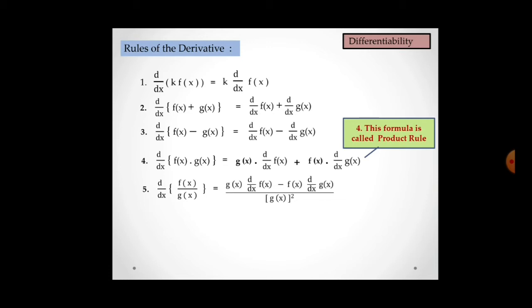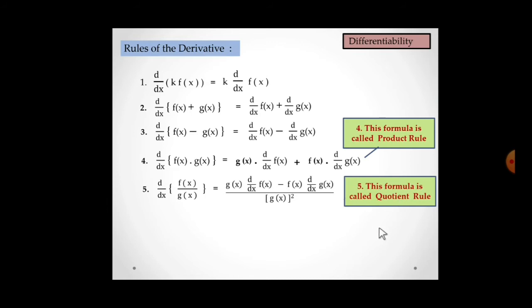Okay, it is also very simple. Understand it in this way: the denominator function g as it is, d by dx means derivative of f, the numerator function, minus. Be careful students, this is minus. In the middle, f of x, that is the numerator as it is, derivative of the denominator, that is g, and the whole divided by the square of the denominator function. So this formula is called the quotient rule.